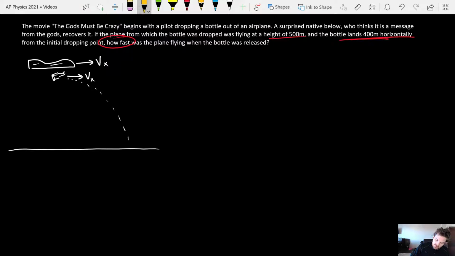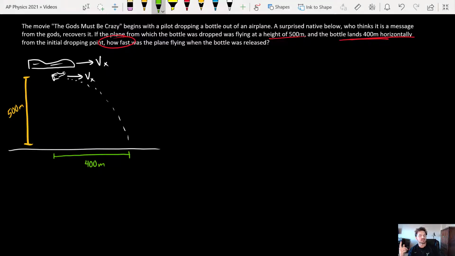And I can draw what else I know on here. I know the bottle falls 500 meters. And I know that this bottle goes from where it's dropped to there. It is 400 meters on the ground. Okay, so that's all the information that we have through here.